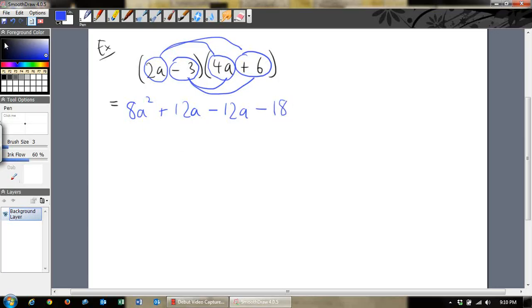Good. Now let's just simplify this guy. It is equal to, well, there's only one a squared term, so that'll just sit there. It doesn't simplify, 8a squared. But then we've got this positive 12a and this negative 12a, and in fact they actually cancel out to 0. Positive 12 oranges minus 12 oranges equals 0 oranges, okay? Minus 18, which is your answer. And expanding. I'll leave you to it. Have fun.